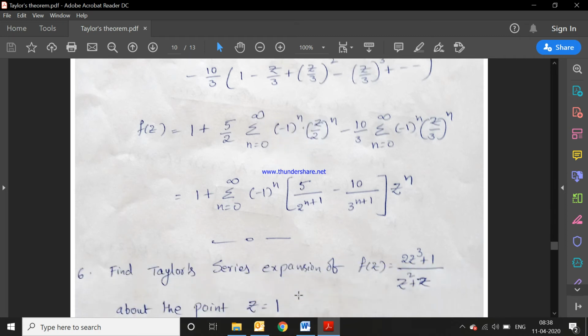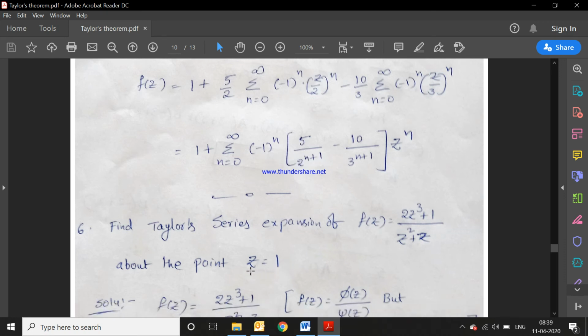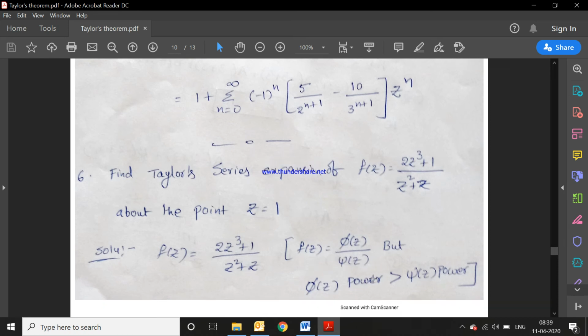So the next sum is a very important sum, that is, find the Taylor series expansion of f of z is equal to (2z cube plus 1) by (z square plus z) about the point z is equal to 1. Here, write the Taylor series in powers of z minus 1. Here f of z is in the phi of z by psi of z form, but the phi of z power is greater than the psi of z power.